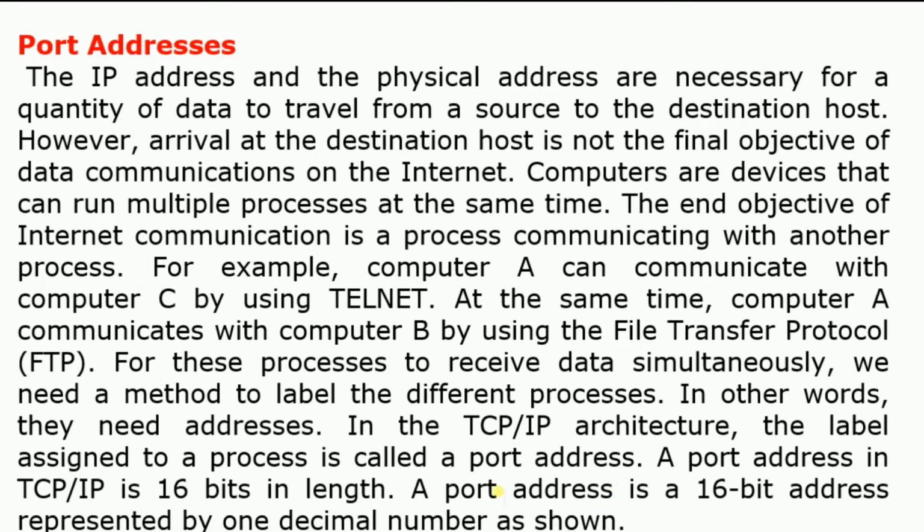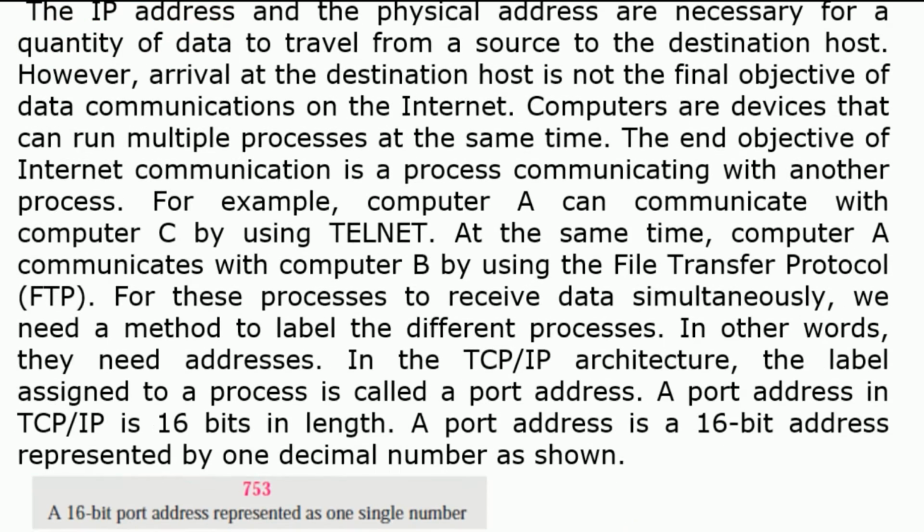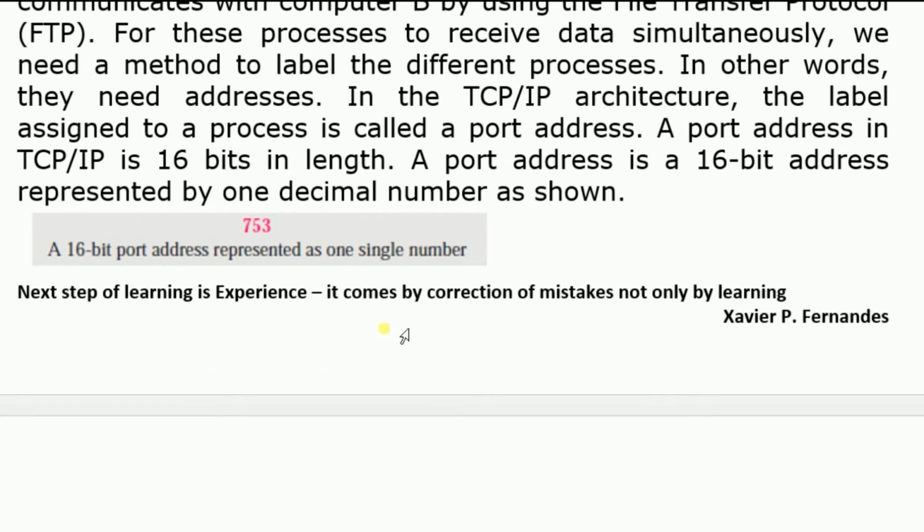A port address is 16 bits in length. That means 2 bytes, 8 bits and again 8 bits. That means 2 parts. A port address is a 16-bit address represented by one decimal number. You can see here, the port address will be like this, a decimal number, 753.